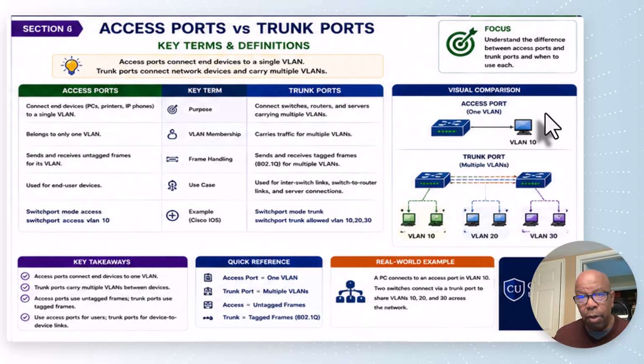If I'm using the trunk, and remember we used the trunk when we were talking about the types of networks. The trunk says it doesn't matter what the particular VLAN is, because I'm a trunk. I can use multiple VLANs or multiple LANs and basically route them across that same path or that same trunk. So the access port is for one VLAN. The trunk port is for multiple VLANs.